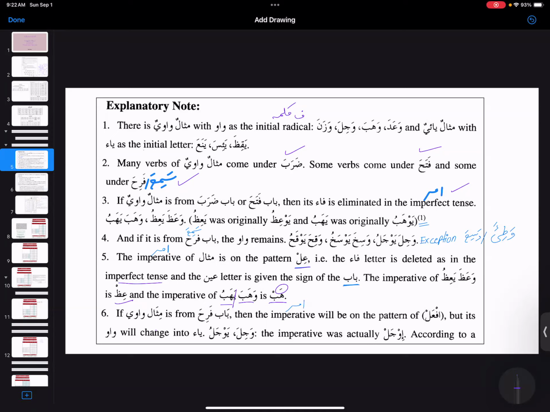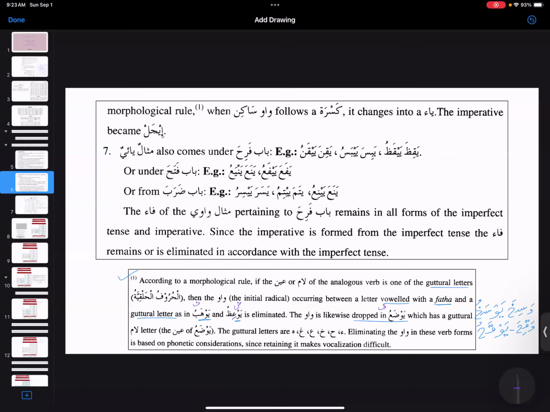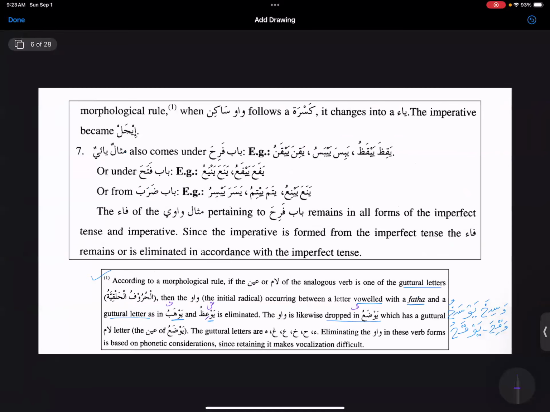If misal wawi is from bab sami'a or fariha, then the amar will be on the pattern of if'al, but its waw will change into ya. For example, wajila, yawjalu, right? And the amar would be, if we are dropping this ya, there will be the ta, right? So we are dropping it, and then we need to import a hamza and give it a kasra. So it will be ifjal, but instead of ifjal it will become ijal. So in the mastar and even in the amar of mazid fihi, the waw is going to change into ya.